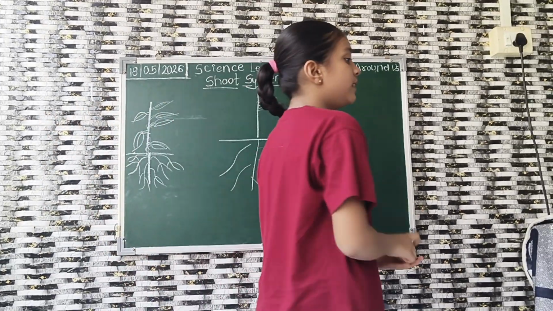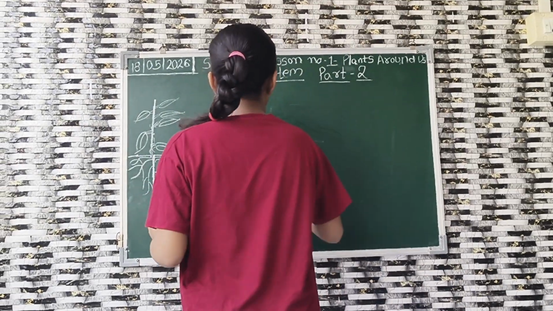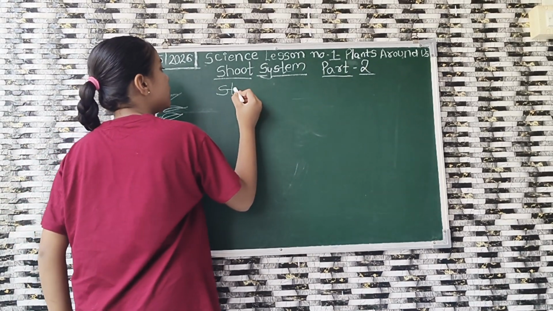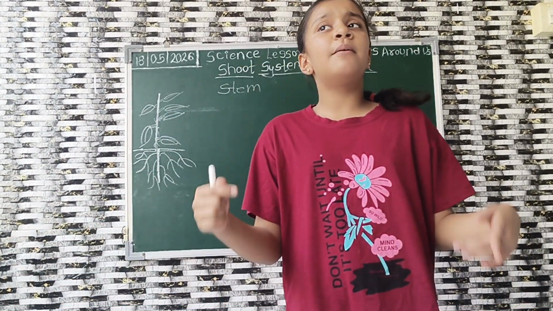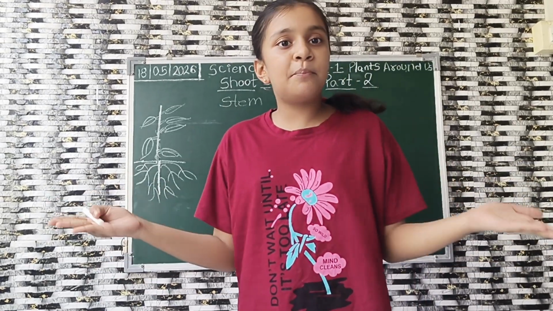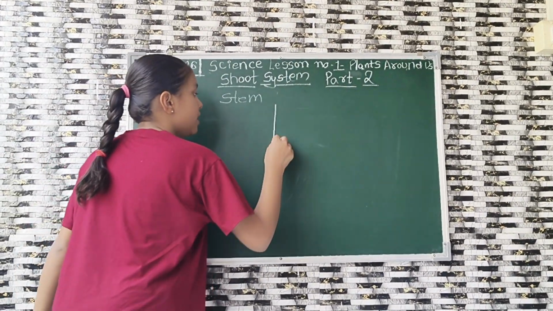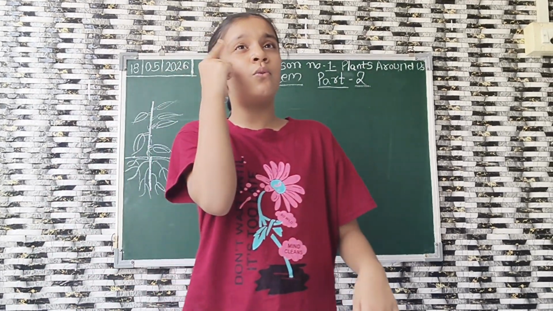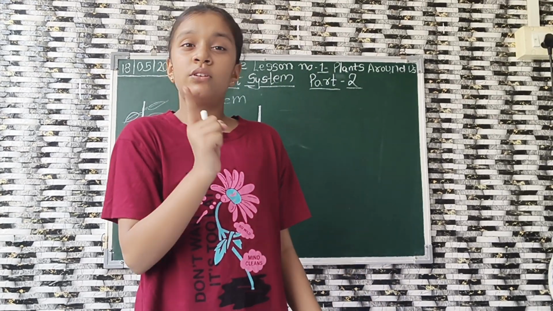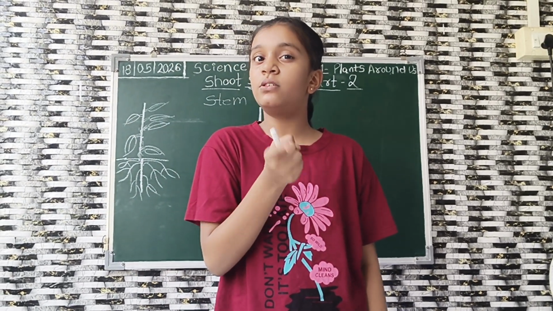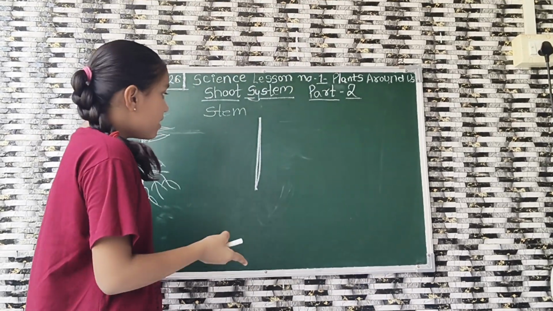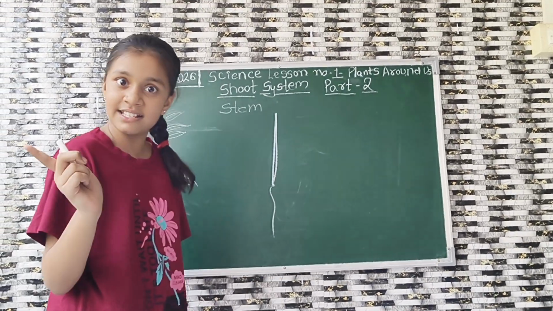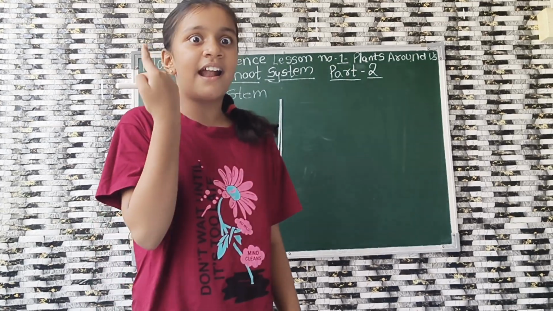One of the most important parts of the shoot system is the stem. Now you will ask, teacher, how is the stem the main part? Let me explain. This is the stem of the plant. Remember that roots absorb water and nutrients from the soil and pass them upwards, because the primary root is joined with the stem. Now we can understand, yes?